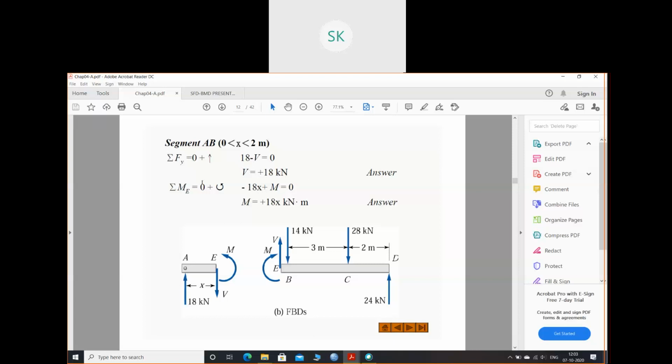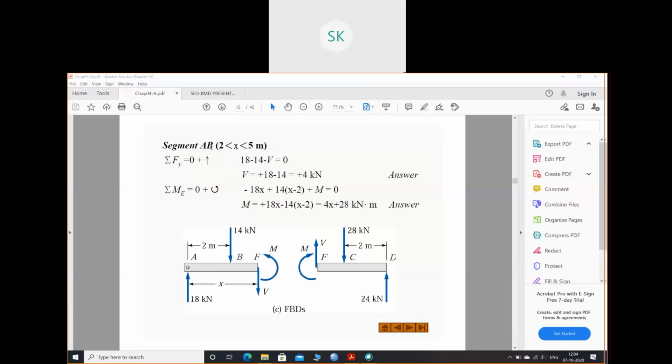Then summation of all the moments. If you see the moment at this point, what will be the moment? Force into distance, 18 into x. They have taken clockwise as negative, so that's why minus 18x plus M, this is the anticlockwise moment, equals 0. That's how we have found out the shear force and bending moment equation for the 0 to 2 section. We have found out the shear force and moment for this section.